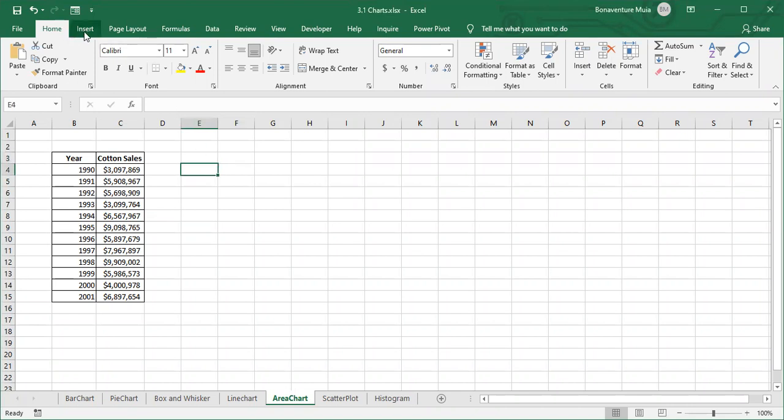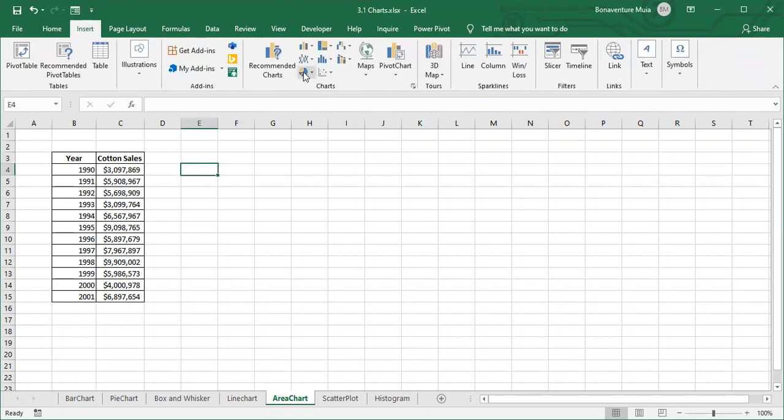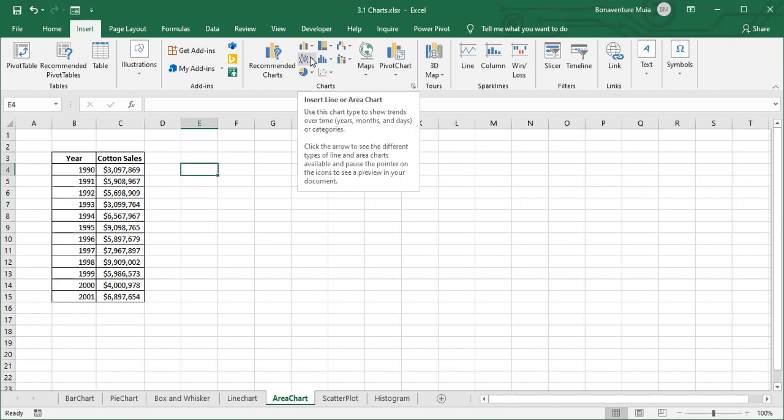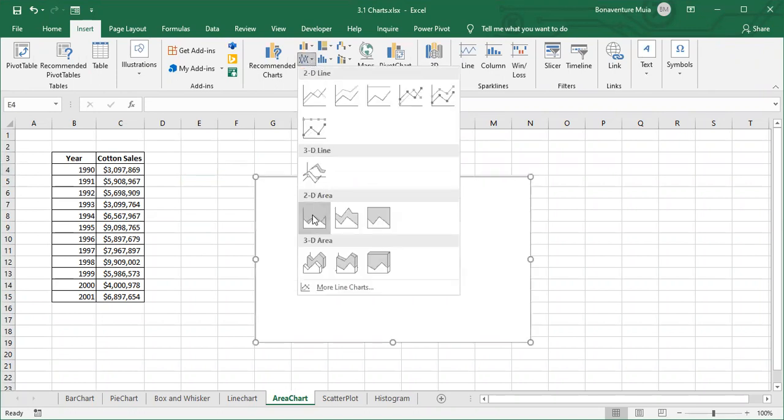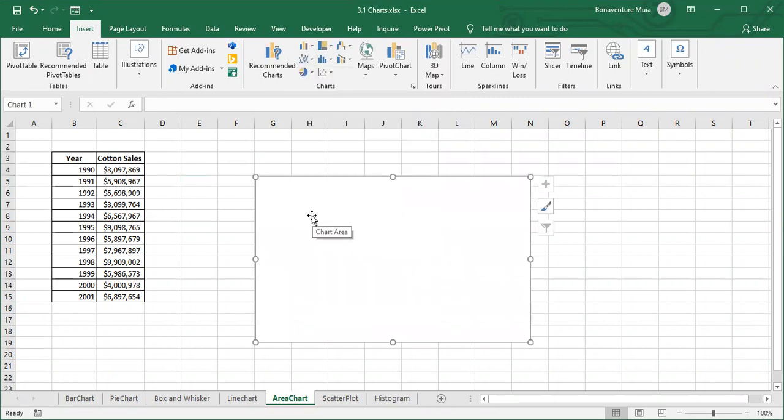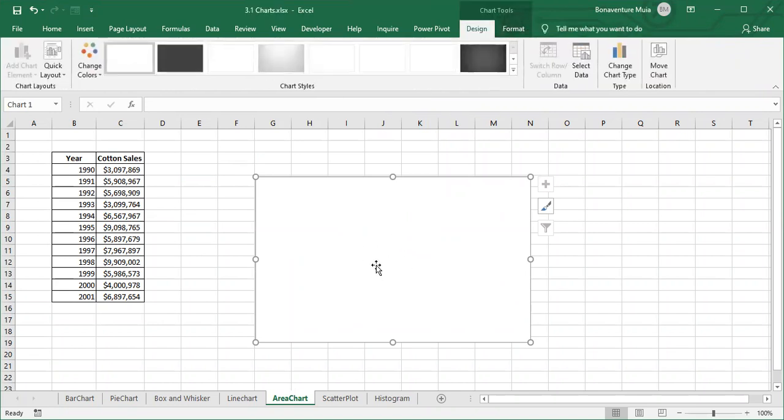So we're going to go to Insert. Then under the line, you can see there is a 2D area chart. So click on a 2D area chart, and then click on the empty area chart.